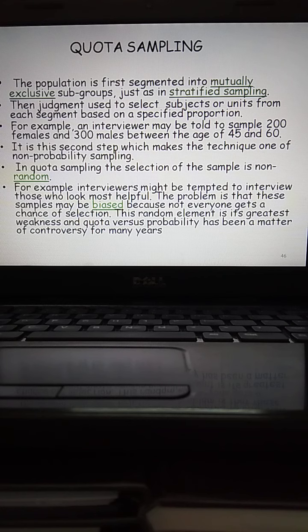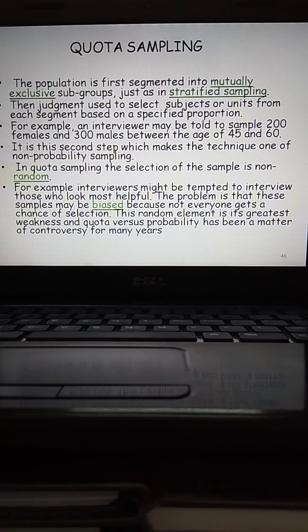For example, interviewers might be tempted to interview those who look most helpful. The problem is that these samples may be biased because not everyone gets a chance of selection. This non-random element is its greatest weakness, and quota versus probability has been a matter of controversy for many years.